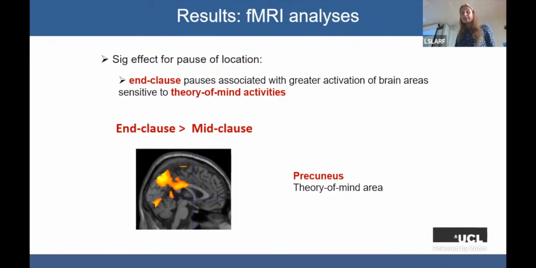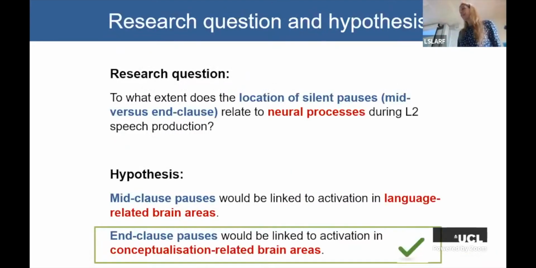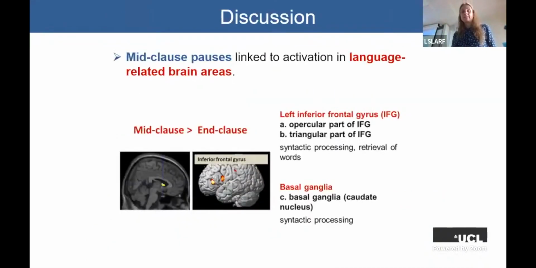What about end-clause pauses? We found that end-clause pauses were associated with greater activation in areas which are sensitive to theory of mind activities. This is the precuneus area, which is part of the theory of mind network. We think that this aligns with our hypothesis that conceptualization-related areas might be more linked to end-clause pauses, because theory of mind activities are related to conceptualization. I discuss this in more detail later.